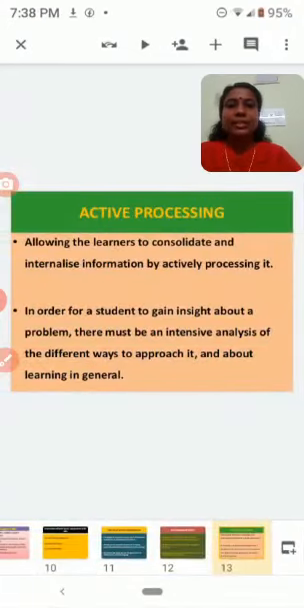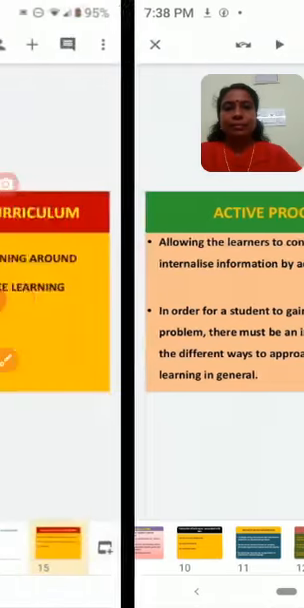The last one is active processing. It is allowing the learners to consolidate and internalize information by actively processing it. In order for a student to gain insight about a problem, there must be an intensive analysis of different ways to approach it and about learning in general.